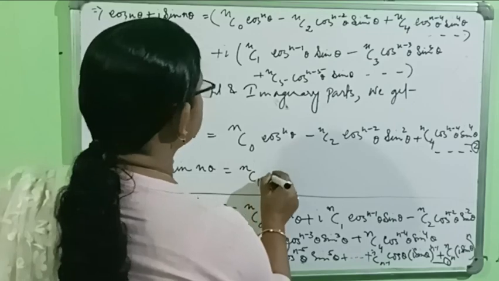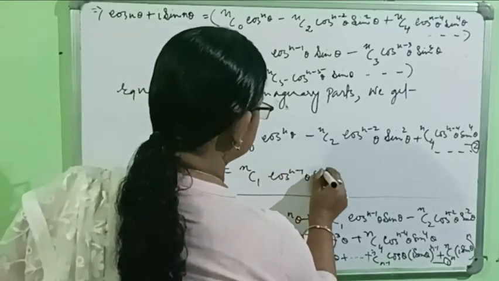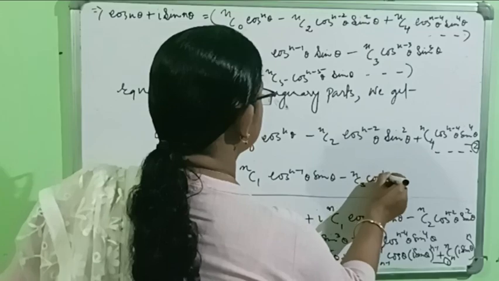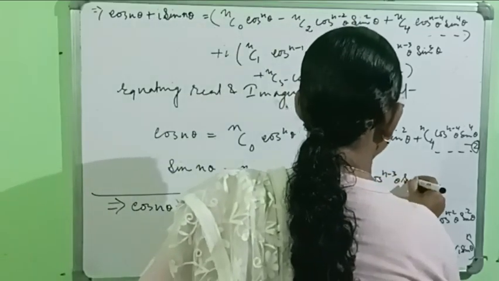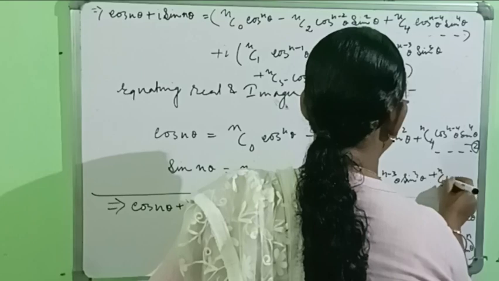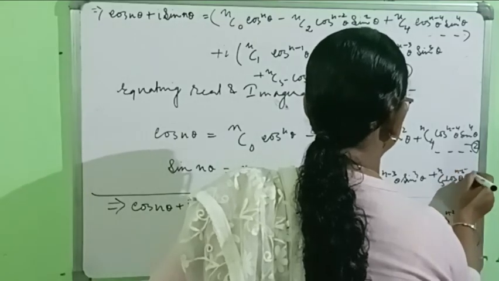Equal to nC1 cos^(n-1) theta sin theta, nC3 cos^(n-3) theta sin cube theta, nC5 cos^(n-5) theta sin^5 theta.